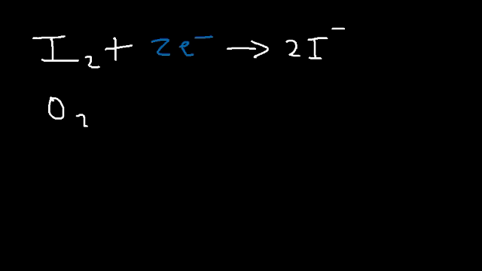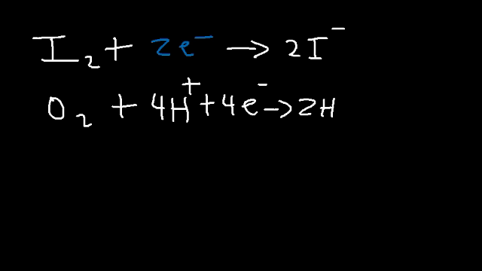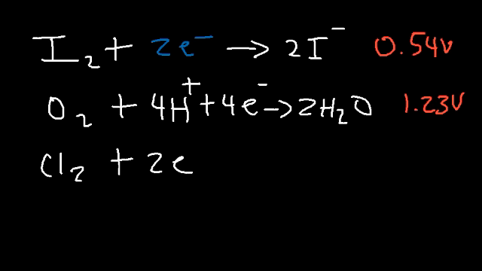So now we're going to try another question, but instead of dealing with metals and metal cations, we're going to deal with nonmetals and nonmetal anions. So I want you to identify the strongest oxidizing agent and the strongest reducing agent. The cell potential for iodine is about 0.54, and for oxygen, under acidic conditions, it's 1.23 volts. And then we're going to have chlorine and also fluorine as well.